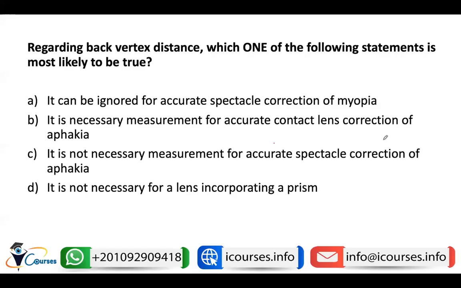Exactly. The back vertex distance is crucial for cases of aphakia in order to have accurate measurements, because this is plus 5 or more than plus 5 diopters. So adjustment of the back vertex distance will give accurate refraction and accurate prescription of the glasses, to avoid improper lens magnification. It cannot be ignored for accurate spectacle correction for myopia, it is necessary for correction of aphakia, and it is also necessary for lenses incorporating a prism.